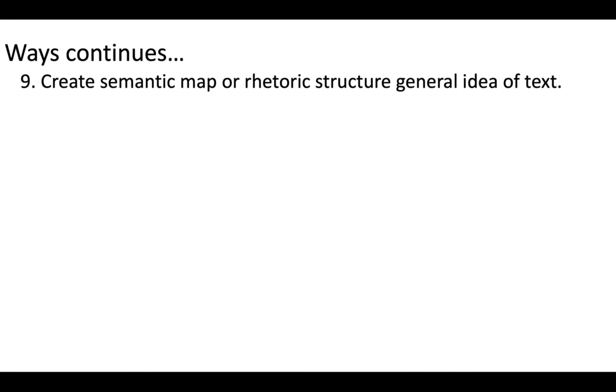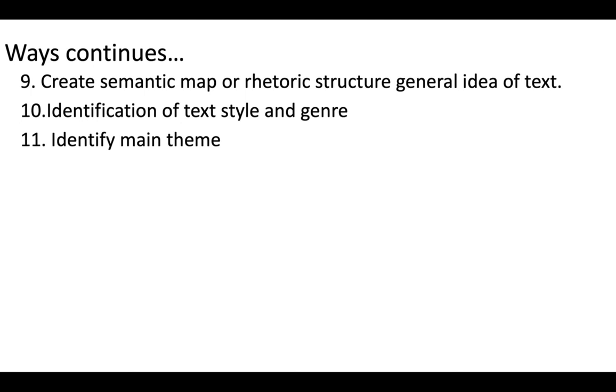And then create a semantic map or rhetorical structure, general ideas of the text. You can give them not the exact structure of the reading itself, but just an idea of what they think the reading will be about. It's just for the sake of building expectation of what the reading will be about. And then identify the text style or genre, and identify the main theme, making a prediction of what the text will be about.